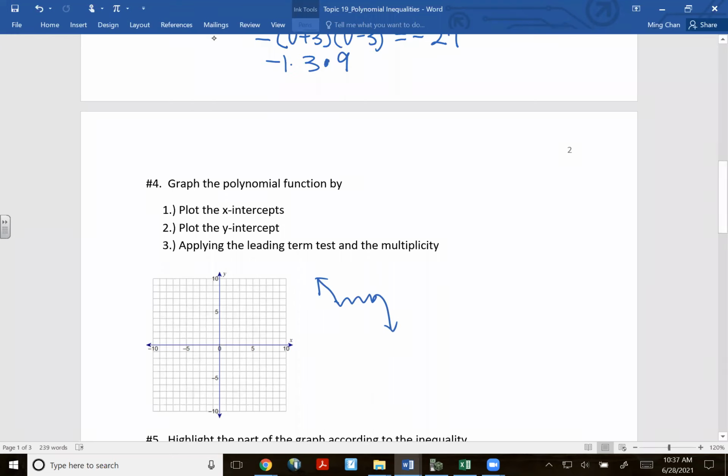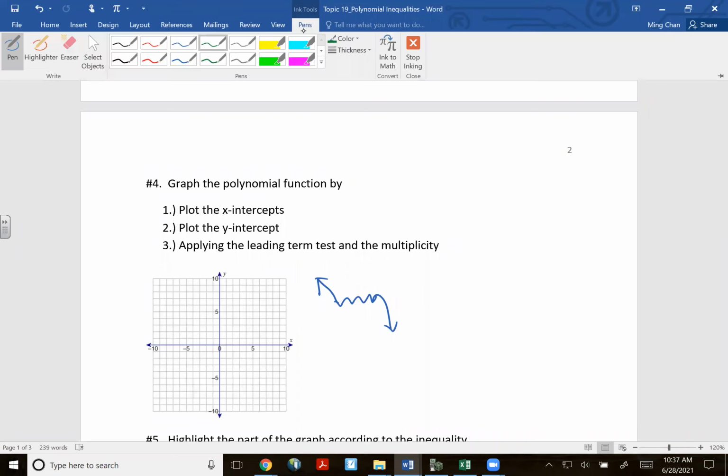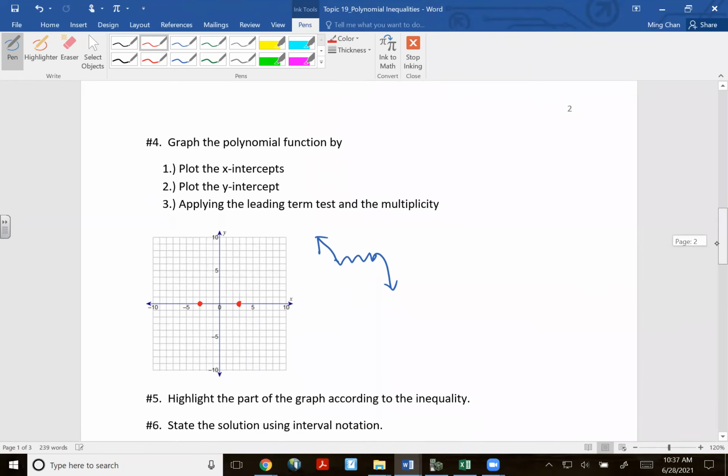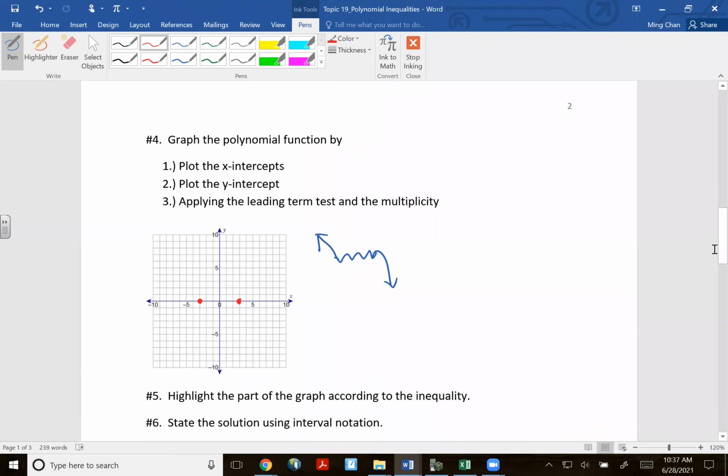All right, so let's plot the intercepts: negative 3, 0 and 3, 0. The y-intercept is way down here, 0 comma negative 27, way down there. From left to right, the left side is going upward.